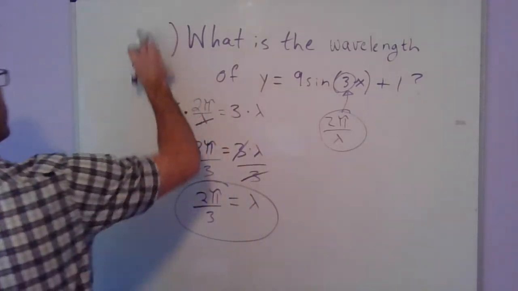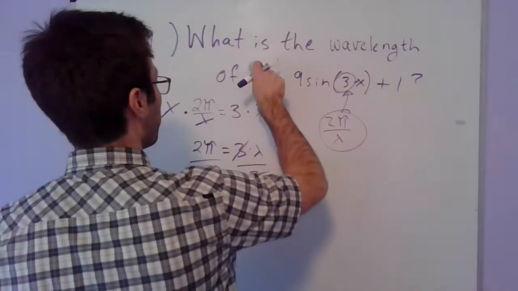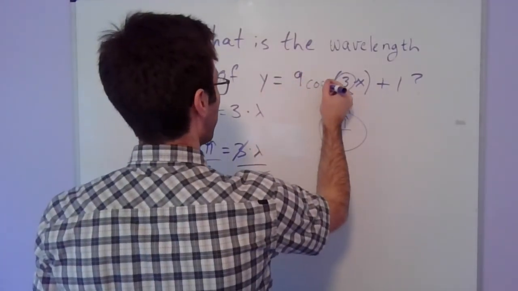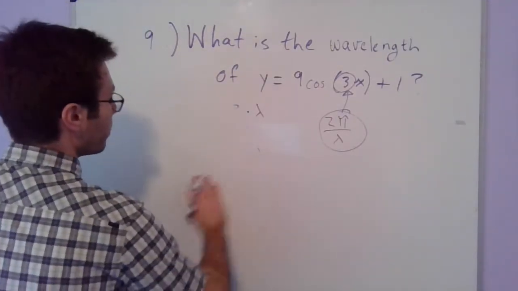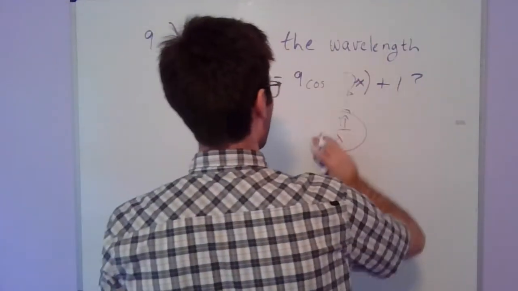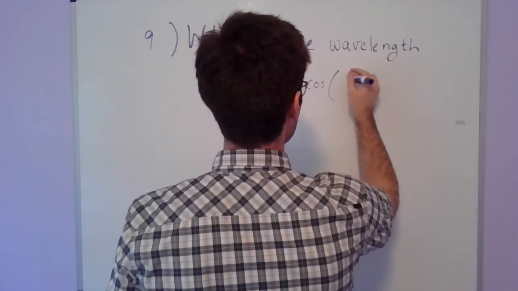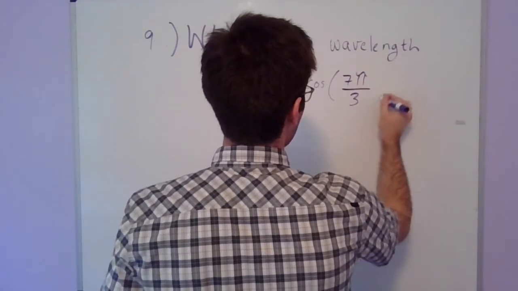Let's do another one. That was a good example. Let's do cosine though this time. And you know what? Let's switch it up a little bit more. Let's have it be 7 pi over 3x.